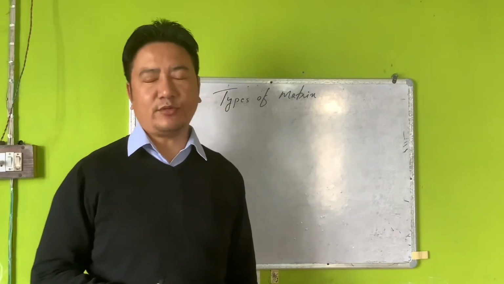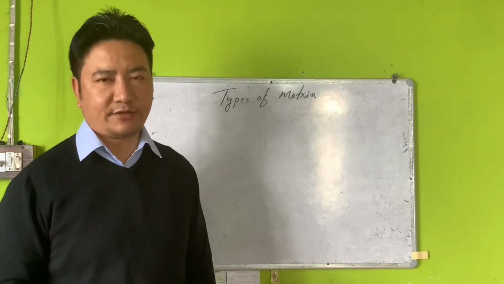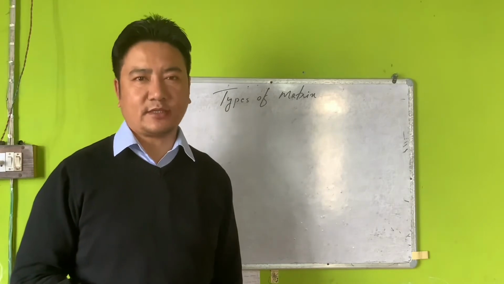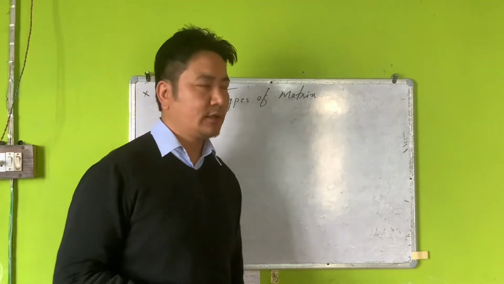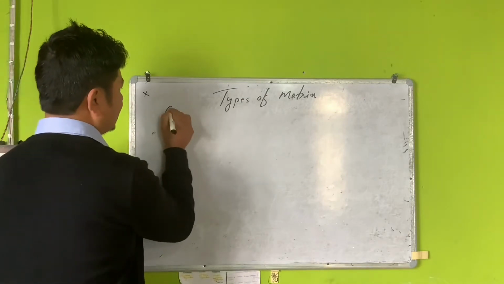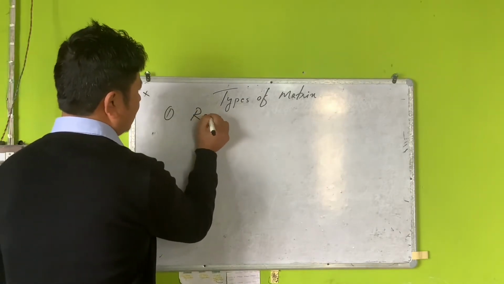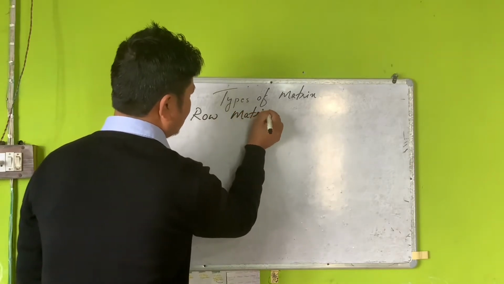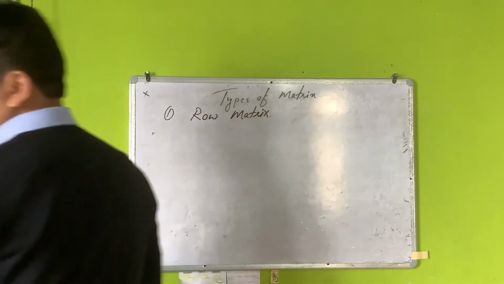So from today we are going to start types of matrix. There are many types of matrix. We will be discussing one by one. So let us study. First one is row matrix.